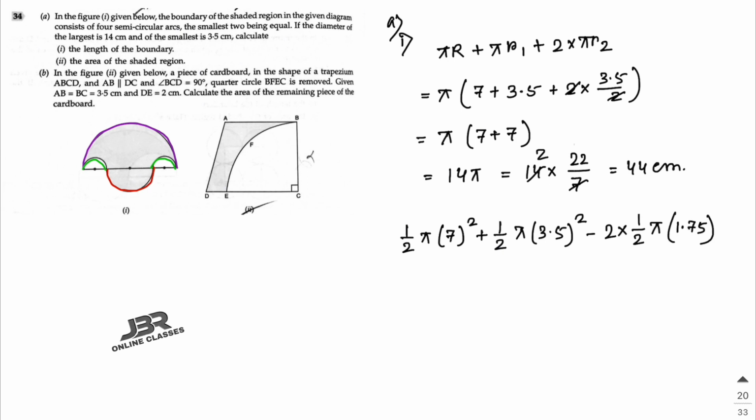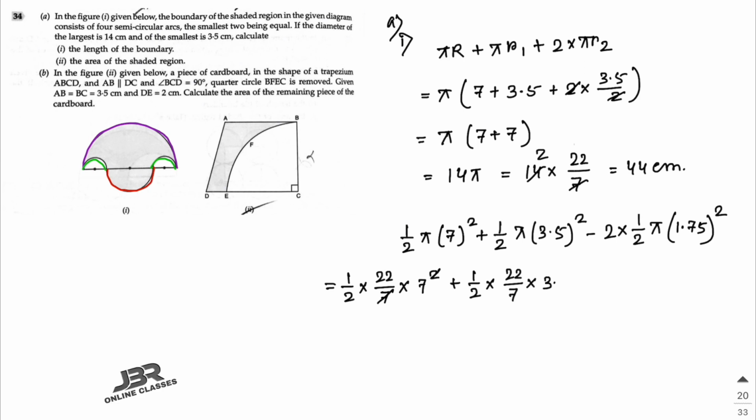1.75 means 3.5 by 2, so whole square. So now here you can write down half, then here 22 by 7, and here 7 square. So the 7s cancel out. The next one here half, then here 22 by 7, and that one equal to 3.5 into 3.5. Then here 2 cancel out. So 22 by 7, here 1.75 into 1.75.